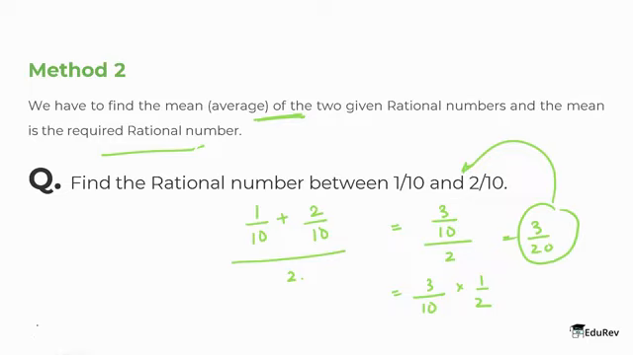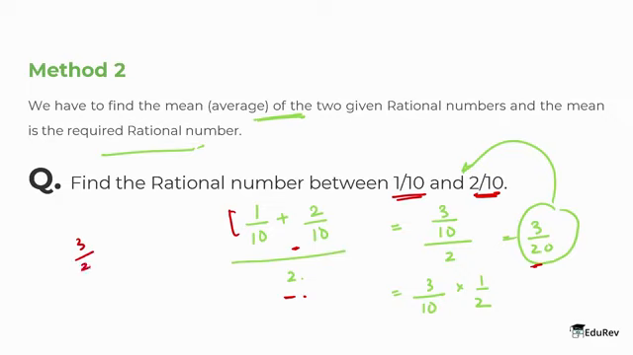So basically, what is the meaning of this? The meaning of this is that I wanted to find out a rational number between 1 by 10 and 2 by 10. Because I wanted to find a rational number between these two given numbers, and I had the concept of averages, and I know that the average of two given numbers is going to be between those two numbers. So I found the average of 1 by 10 and 2 by 10 by adding them and then dividing by 2, and I found the answer to be 3 by 20.